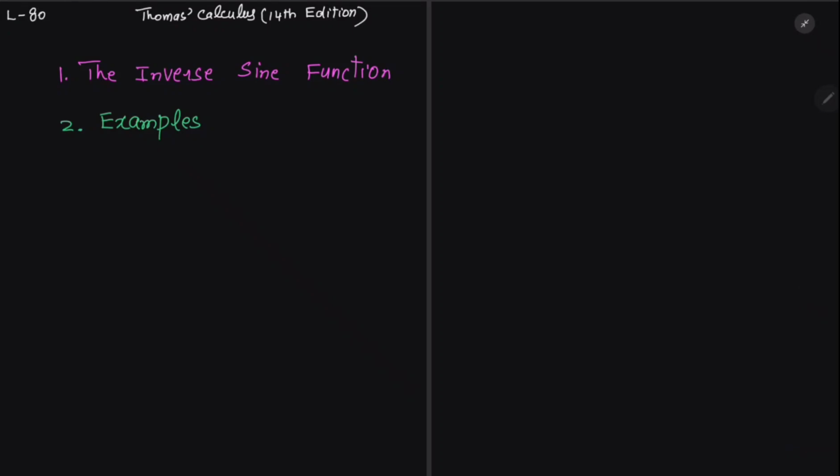In this video, I will talk about inverse sine functions and we will discuss some examples on that. Inverse sine functions are very important in engineering and sciences. Suppose we have a function y is equal to sine of x.